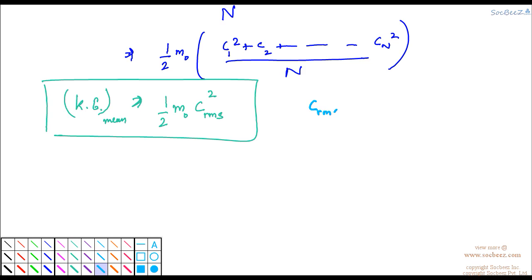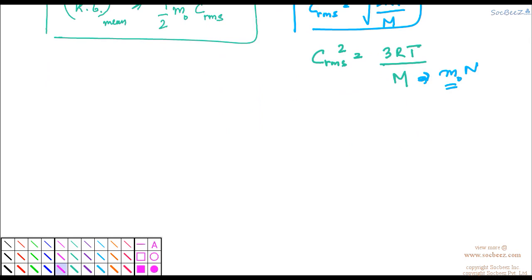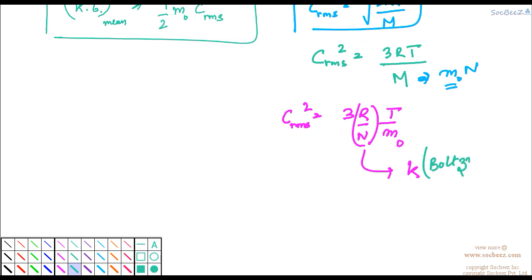And as we know that C RMS is nothing but root of 3RT by M. So if we represent C RMS square from here, this would be 3RT upon M, and M can be written as m0 into N, where m0 is the mass of one molecule and N is the Avogadro's number. That would give us the molar weight of the gas. Now this could be similarly written as 3 into R by N into T by m0. This is a new constant known as K, which is the Boltzmann constant.